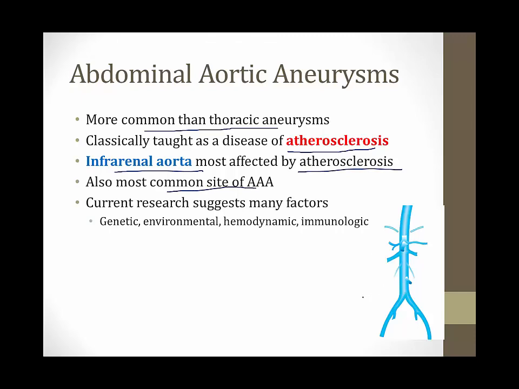If you look at this picture on the screen, the most common location of an abdominal aortic aneurysm is above the bifurcation of the aorta and just below the renal arteries. That is also the site that is most commonly affected by atherosclerosis.